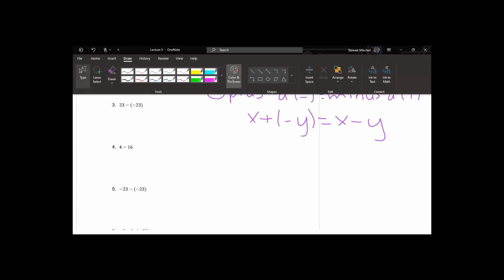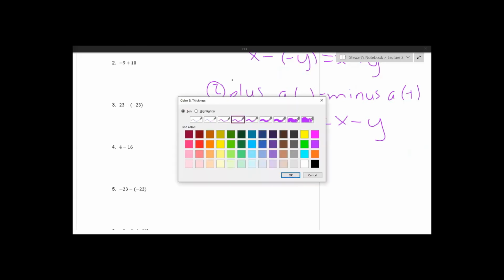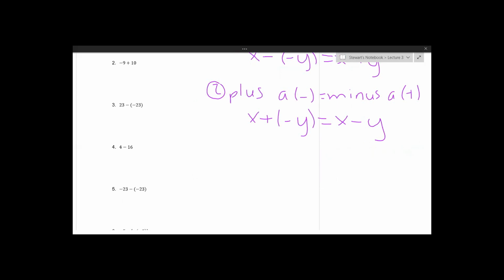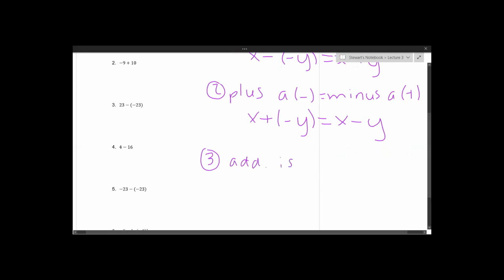One more thing to keep in mind, and I'll keep these rules up over here as we go through these examples because it's not going to require that much writing, is to know that, as I'm sure you've heard before, addition is commutative.